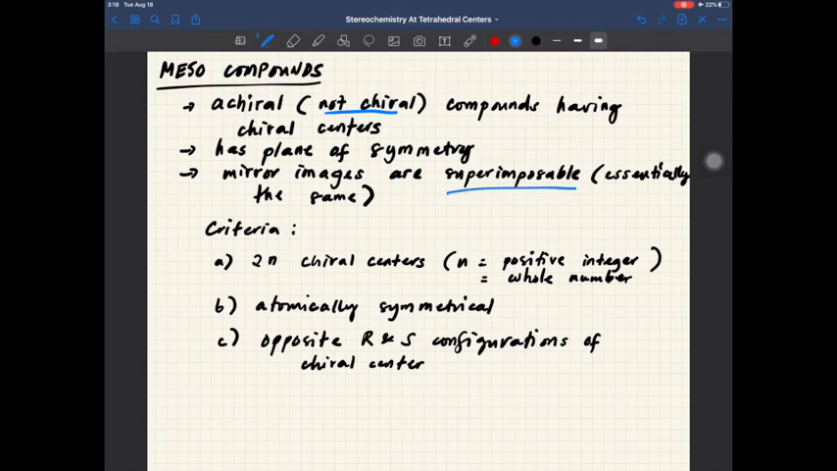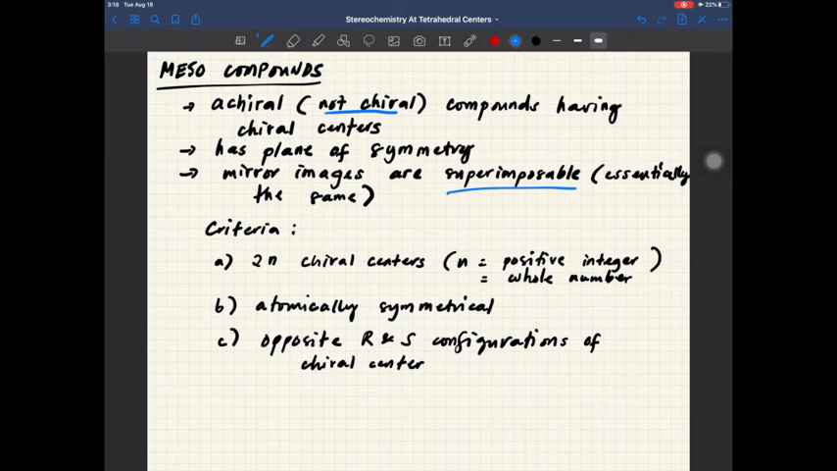When we say superimposable, take note that enantiomers have mirror images that are not superimposable with each other. The R and S enantiomers are essentially not the same, but for meso compounds, its enantiomers are basically the same. And as a result, it is not a chiral compound.